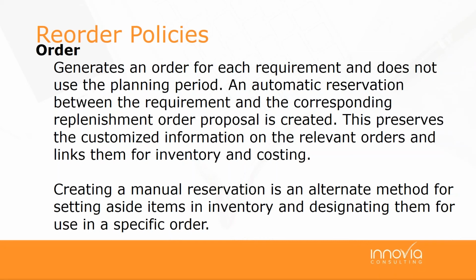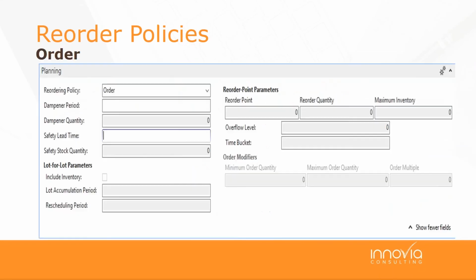So order policy, let me show you the screen. That might help. Not a whole lot is set up here. As you see, most of this is grayed out. Basically the safety lead time, it does not include inventory. I could have 500 of these sitting on the shelf, and if there's a sales order and it's set up as order, it will suggest a new order, and if I created it, it will be reserved to the sales order line.